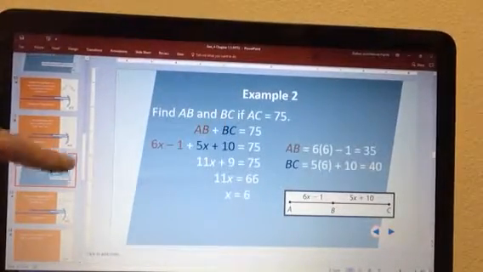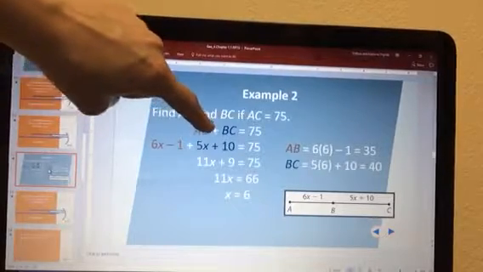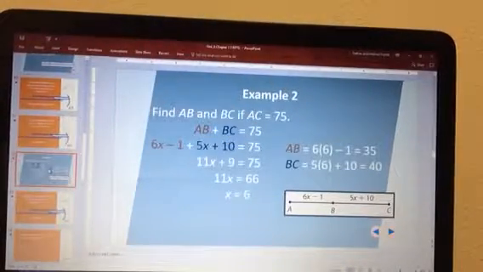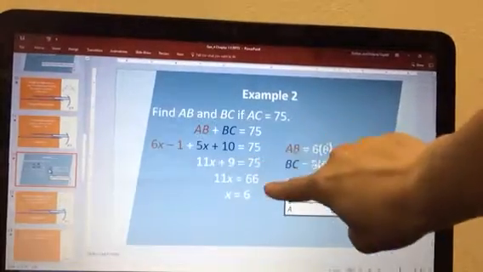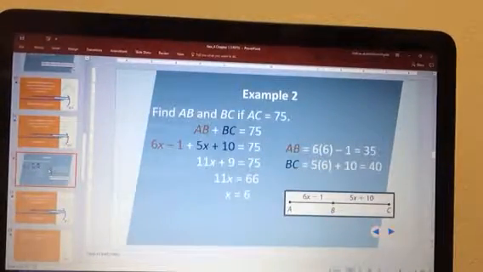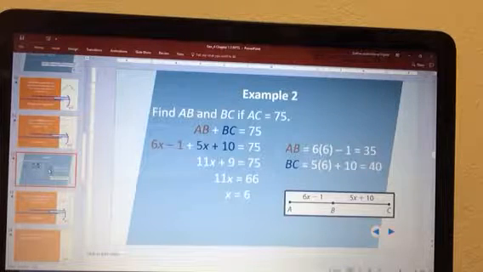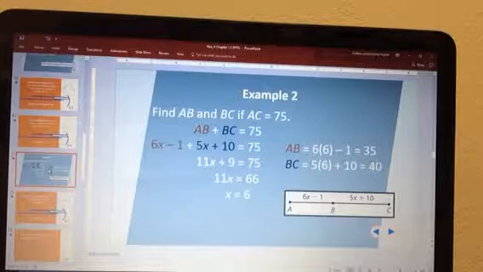So I should be able to say 6x minus 1 plus 5x plus 10 equals 75. I combine like terms and get 11x plus 9 equals 75. I use inverse operation and subtract 9 from both sides, and I get 11x equals 66. I use inverse operation again and divide both sides by 11, and I get x equals 6. Now, that doesn't tell me how long line segment AB or line segment BC is, but it does give me the information that I need to figure that out.